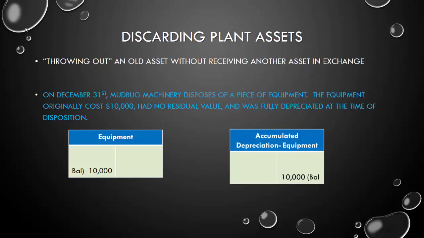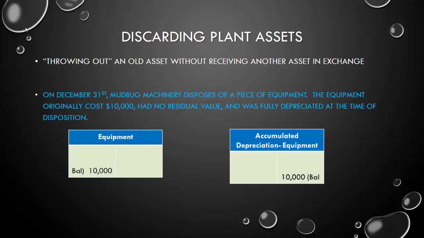Let's take an example right here of discarding plant assets. So throwing out an old asset without receiving anything in exchange, like throwing a computer in the dumpster that you no longer want. On December 31st, Mudbug is going to dispose of a piece of equipment. This equipment cost $10,000. It has no residual value, and it's fully depreciated.